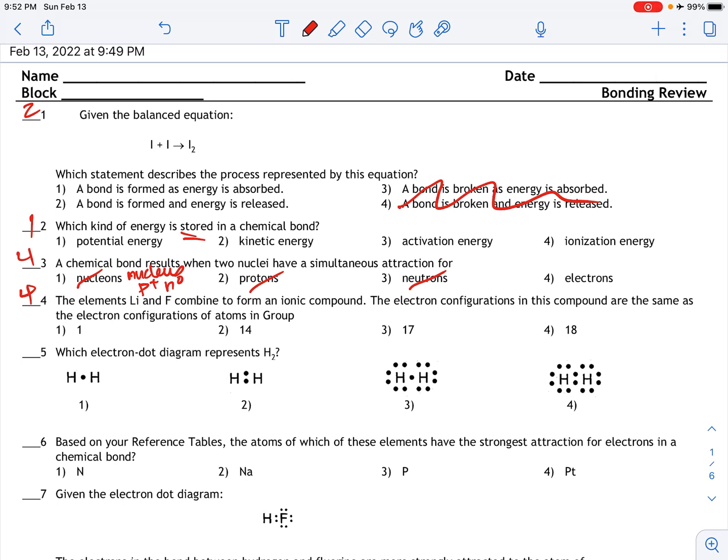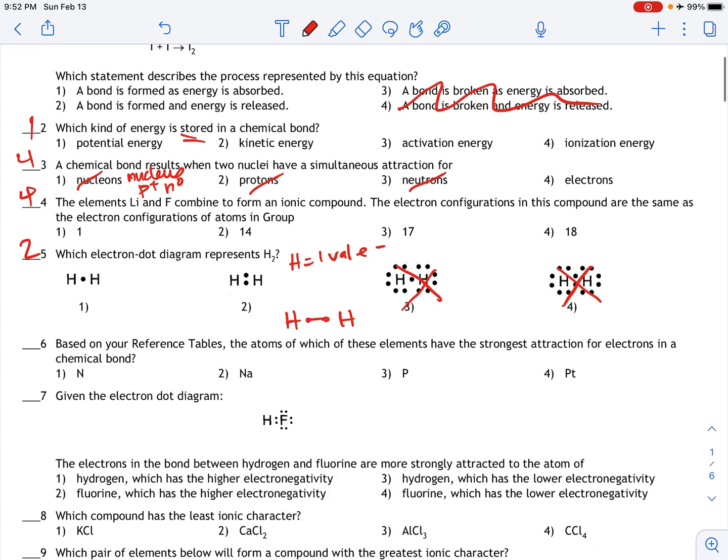Which electron dot diagram represents H2? First of all, hydrogen has one valence electron. So one hydrogen, another hydrogen, one from each. I think these would not be easily chosen, but many students might choose one. Don't forget that each hydrogen brings an electron to the table. So number 2 is our answer.